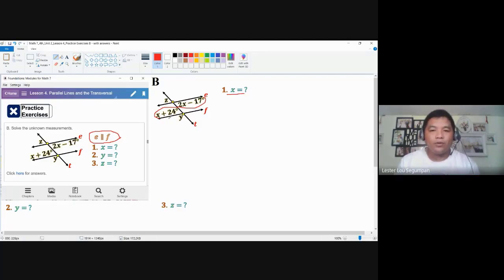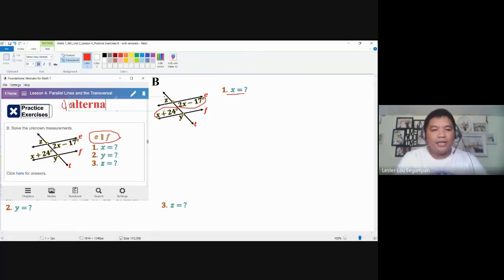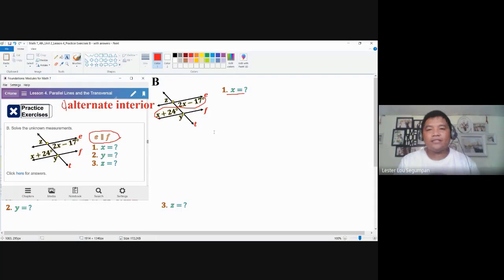Now, if we look at the placement of these two angles with respect to the transversal line, they are found on opposite sides. So they are actually called alternate interior angles. So that's the first consideration here. They are actually called alternate interior angles.